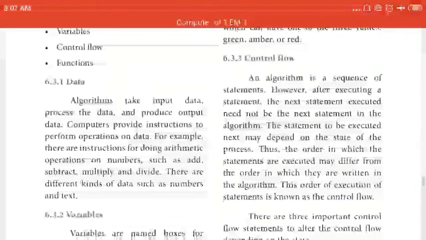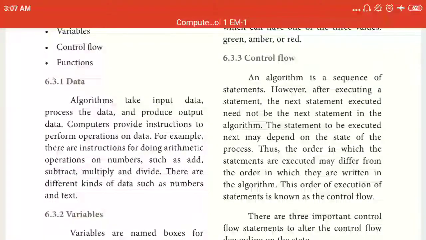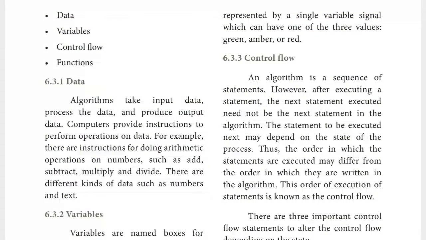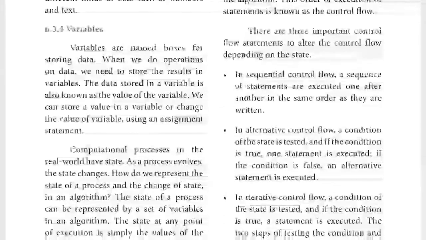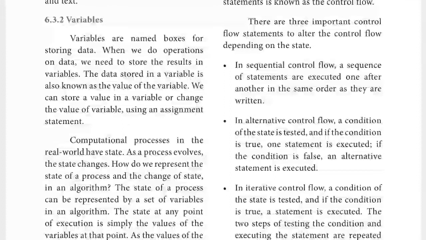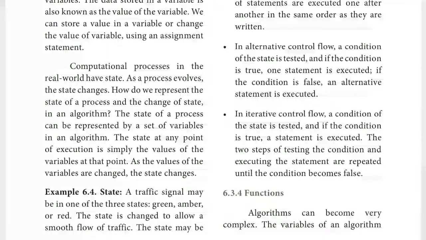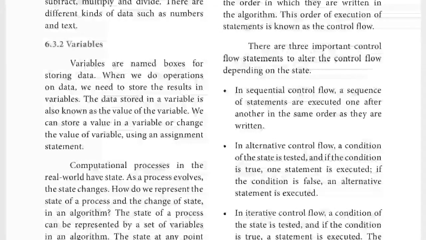So control flow is the movement from one part of the program to another part of the program, based on the data, or the variable, or a decision taken in the sequence of the program. Here you can see that there are three important control flow statements: the sequential statement, the alternative control flow, and the iterative control flow. Sequence means it goes from top to bottom without any change in direction.